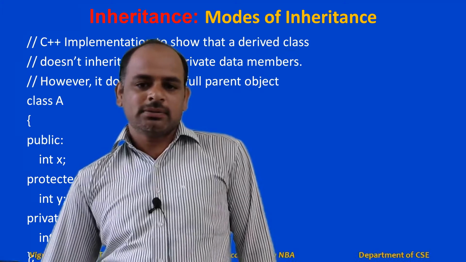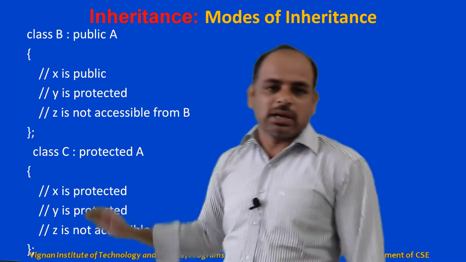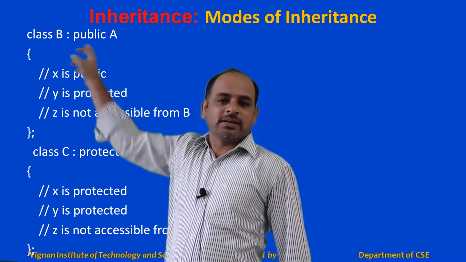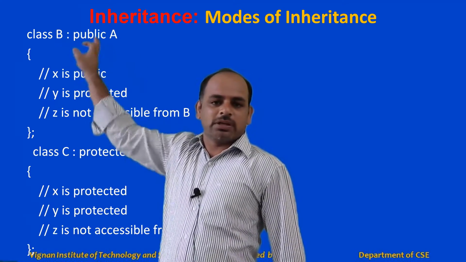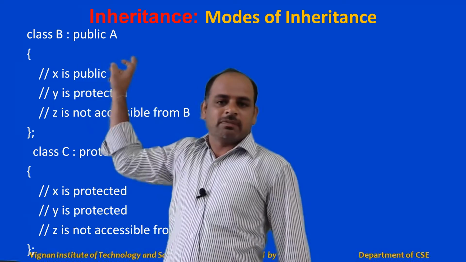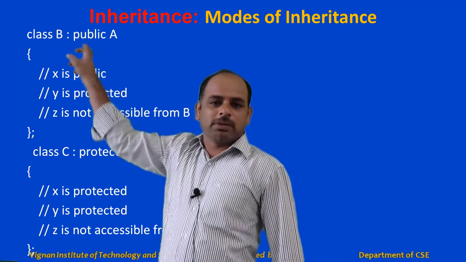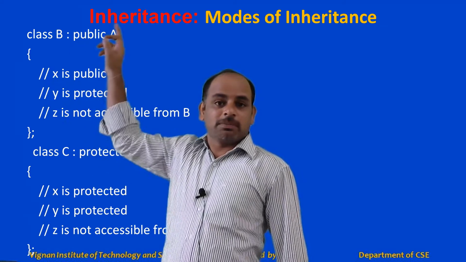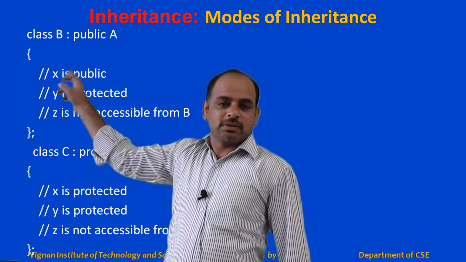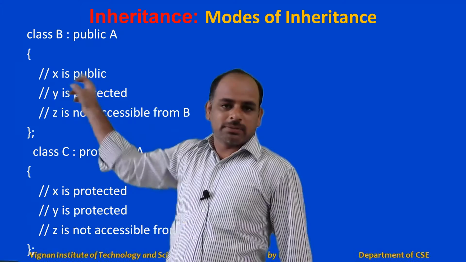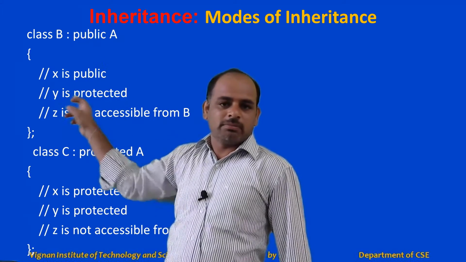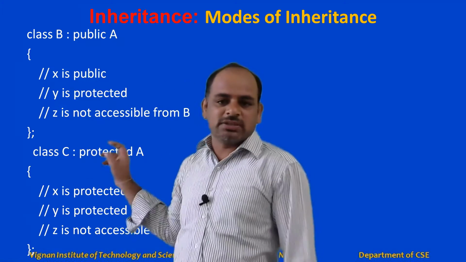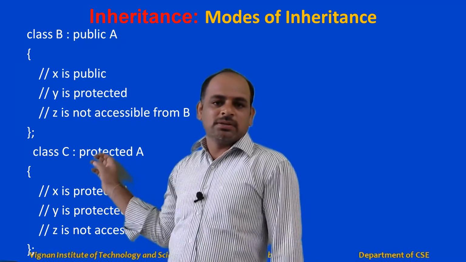And let the class B be inheriting class A in public mode. That is, class B is derived from A in which mode? Public mode, right? So then what will they become here? The public member X of A becomes public. Protected member Y becomes protected. Z is not accessible from B, because Z is a private member, right? So this is class B.